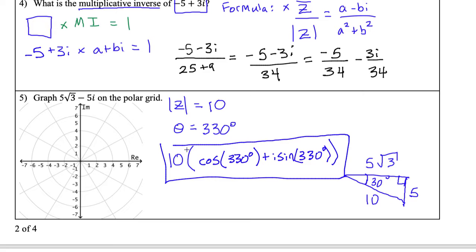How'd you get 330 again? 330 came from the fact I knew this was a 30-degree angle from our special right triangle. So that means it should exist down here in the fourth quadrant, which means I come 360 degrees minus that 30 degrees from right here, and I get 360 minus 30, which is 330.